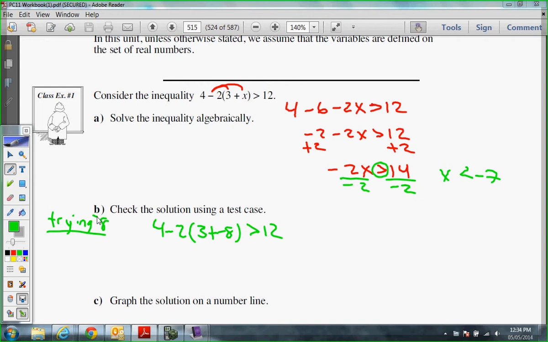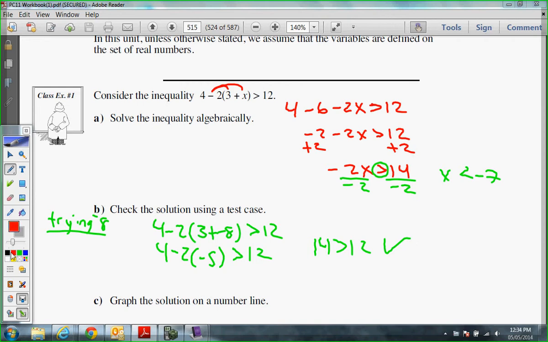3 plus a negative 8 is negative 5. So I have 4, negative 2 times negative 5 greater than 12. A negative times a negative is a positive, so I get 4 plus 10, which is 14. Is 14 greater than 12? It is. So we just tested it. We're good to go.